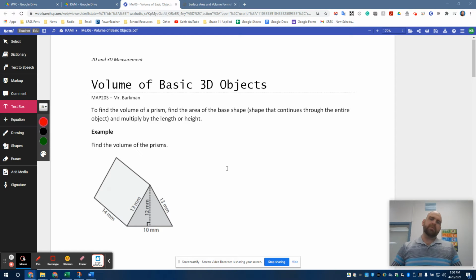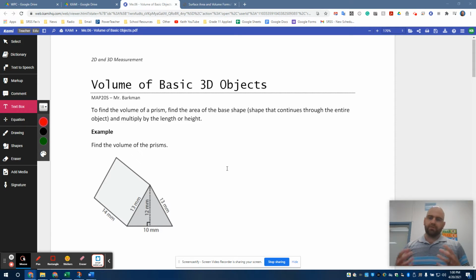In this lesson, we're going to be taking a look at volume of basic 3D objects. Up until this point, we've been looking at surface area, and that's all the stuff that is surrounding, all the flat pieces that we could, let's say, paint, if we were to consider that as an option. Volume is what is on the inside, or how much it could store. What is the inside amount of volume?